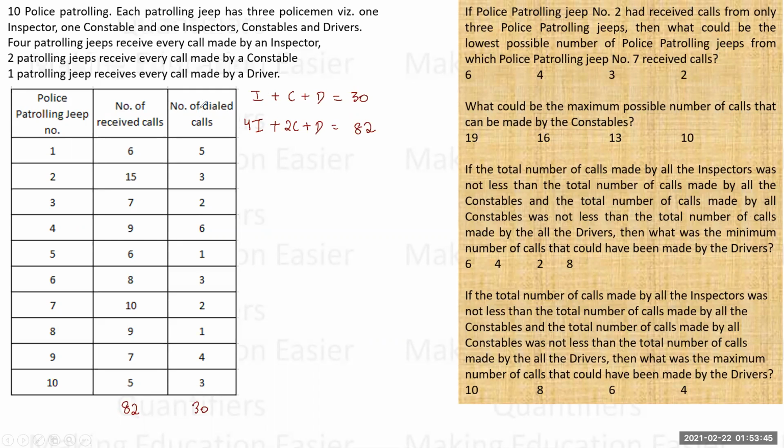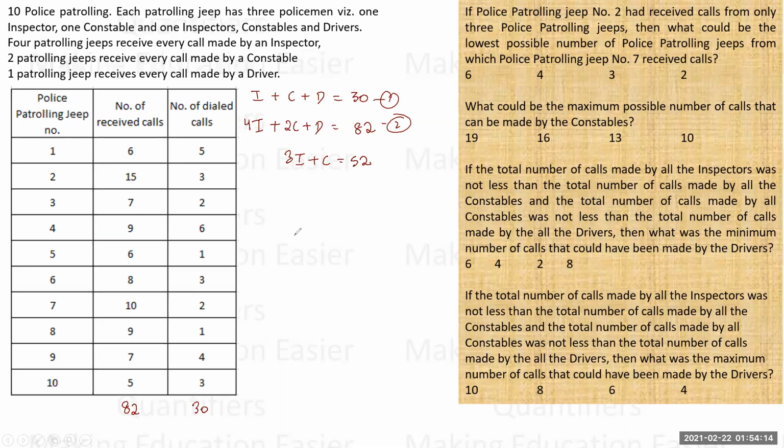Right? Okay. Now, there can be various possibilities. If I look at the questions, if police patrolling jeep number two had received calls from three police, what could be the lowest number, maximum number? So basically, there are different cases for these. Let us try to find out these cases and work upon them. So if I subtract equation one from equation two, what I will get is 3i plus c is equal to 52.